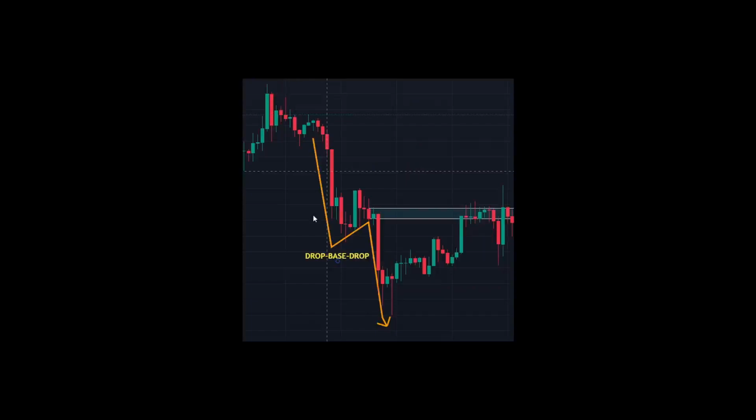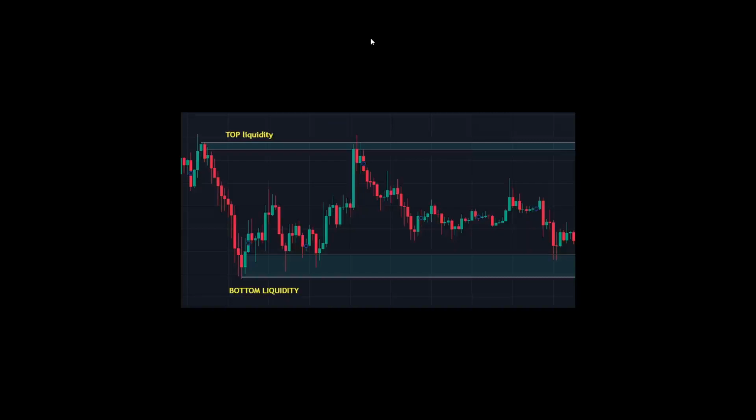Then we can have drop base drop, same thing as before. We take the green candle, in this case the body and the wick. If this wick is higher, we take this wick too. And these are the last two types of liquidity, top and bottom type. Here we take the red candle, body and lower wick. Here we take the green candle, body and upper wick. As you can see, these liquidity zones get pretty high value.